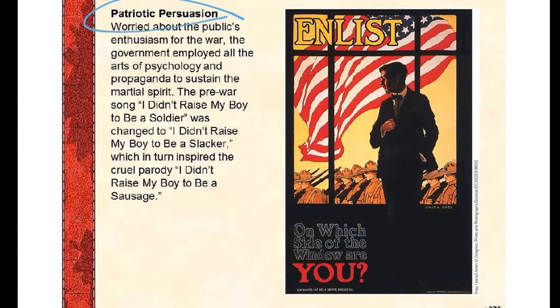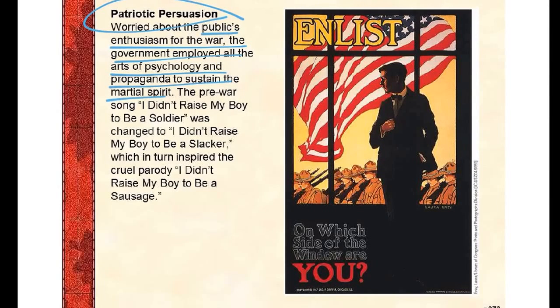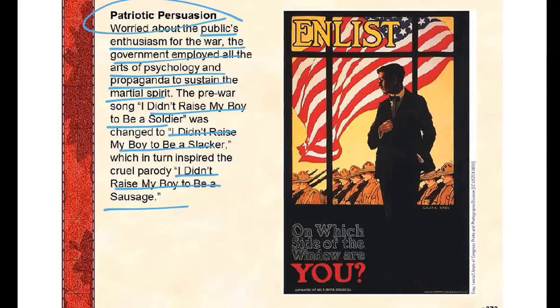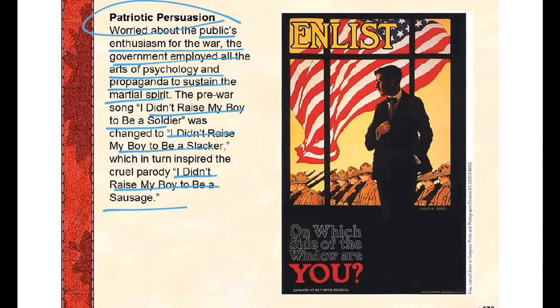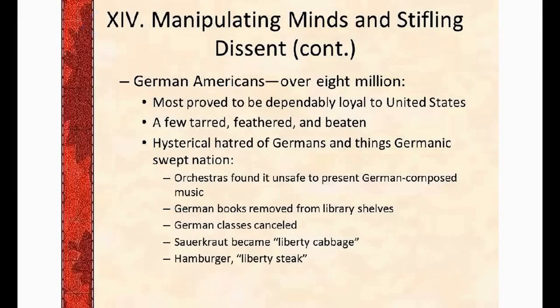This is Patriotic Persuasion, showing a poster addressing the public's enthusiasm for the war. The government employed all the arts of psychology and propaganda to sustain the martial spirit. So this pre-war song, I Didn't Raise My Boy to Be a Soldier, was changed to I Didn't Raise My Boy to Be a Slacker, or I Didn't Raise My Boy to Be a Sausage, which was certainly something that was degrading to the Germans.